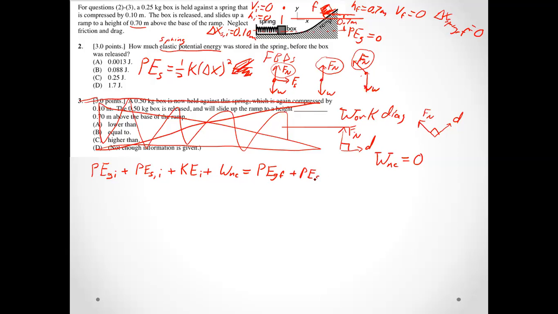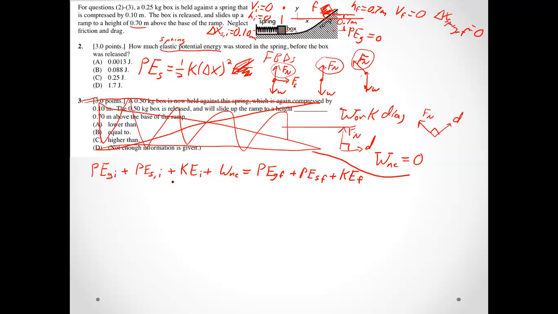If there's no springs in the problem, I'm okay if you just write down a five-term version of it, where you get rid of the spring terms right away, but this one does have a spring in it, so we'll go with the seven-term version. Once we get this looking like this, now we want to start simplifying.